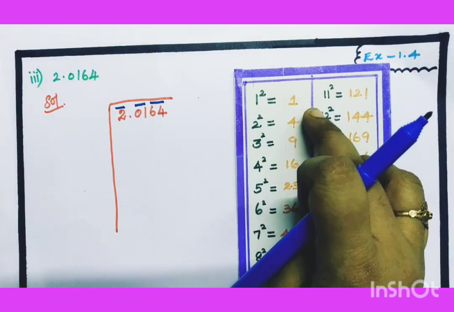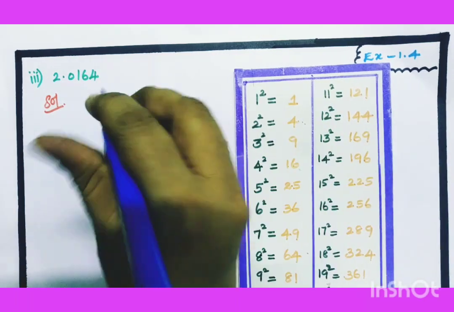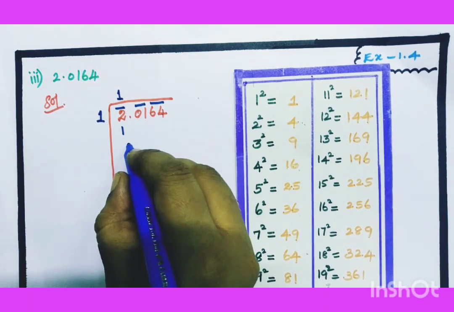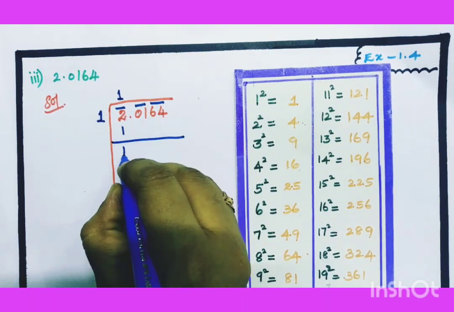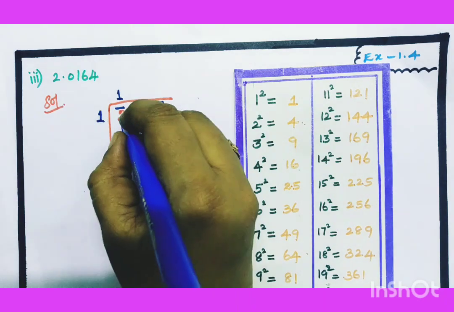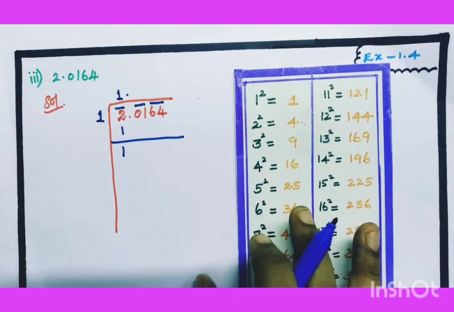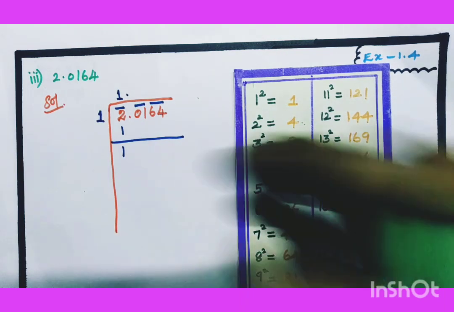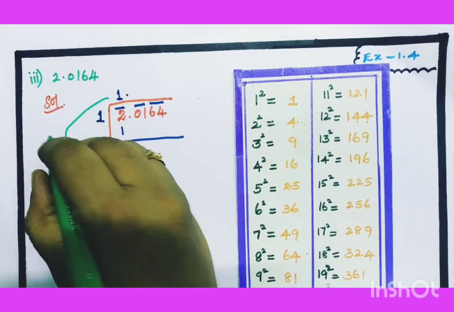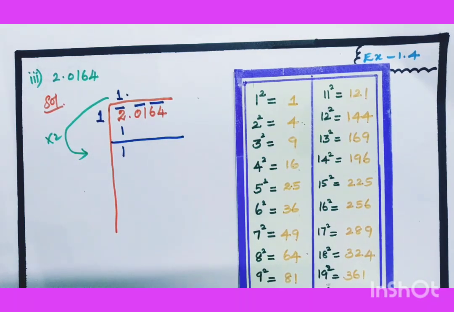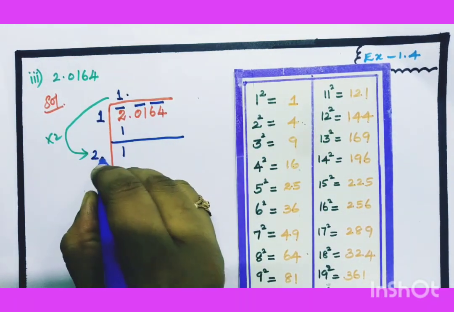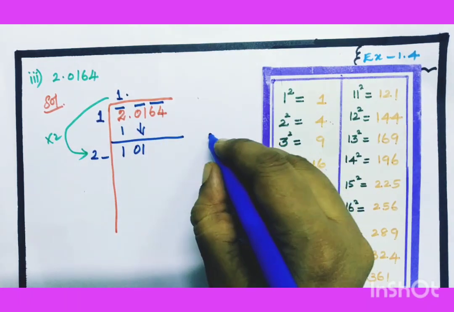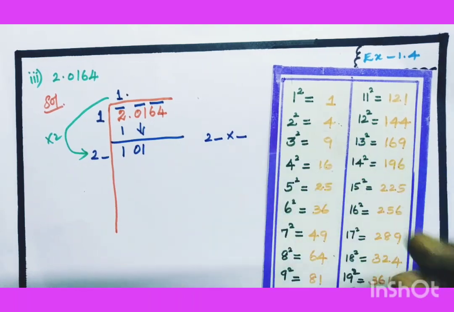So see here, 2 is not a perfect square number, so I will take 1 into 1 is 1, 2 minus 1 is 1. Okay, next this point will go up. Integral part I completed. So next one I want to multiply into 2. 1 into 2 is what? 2 dash into, next write down the pair also, 0 1, so 2 dash into dash.